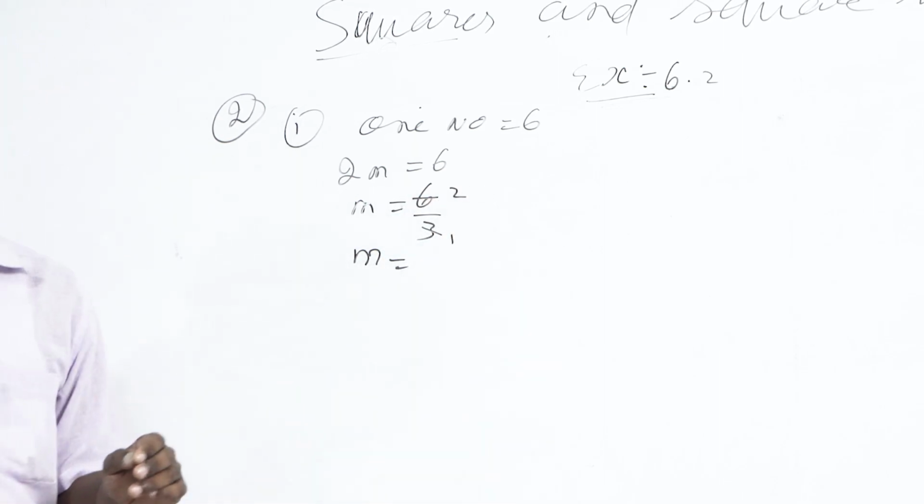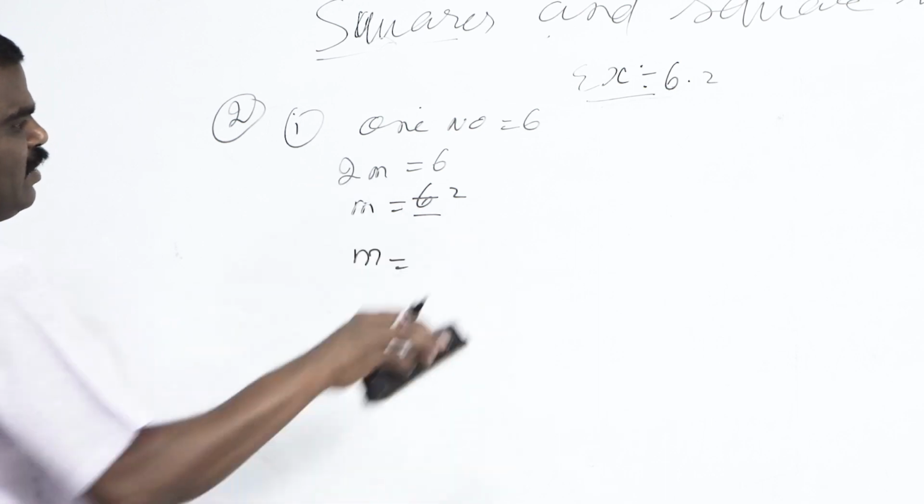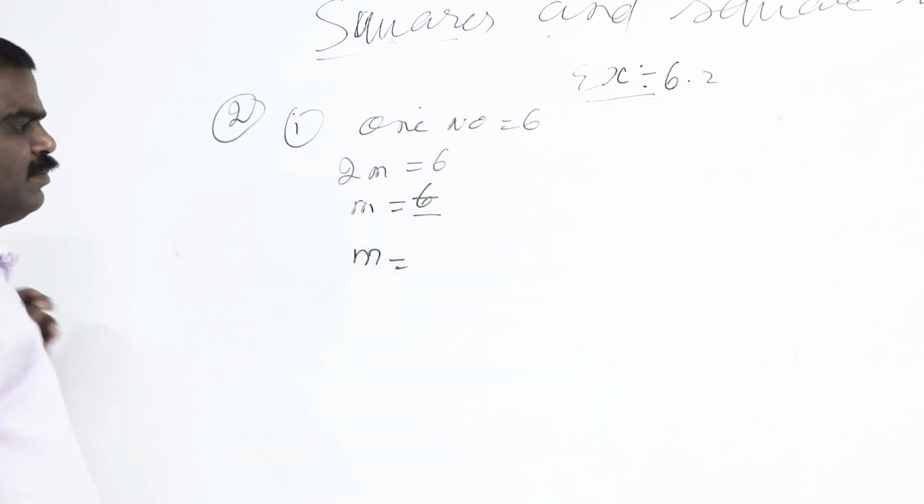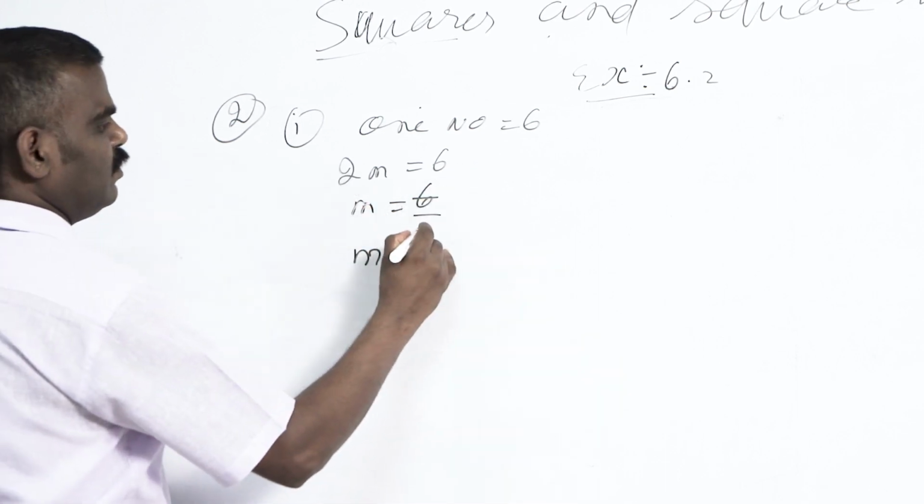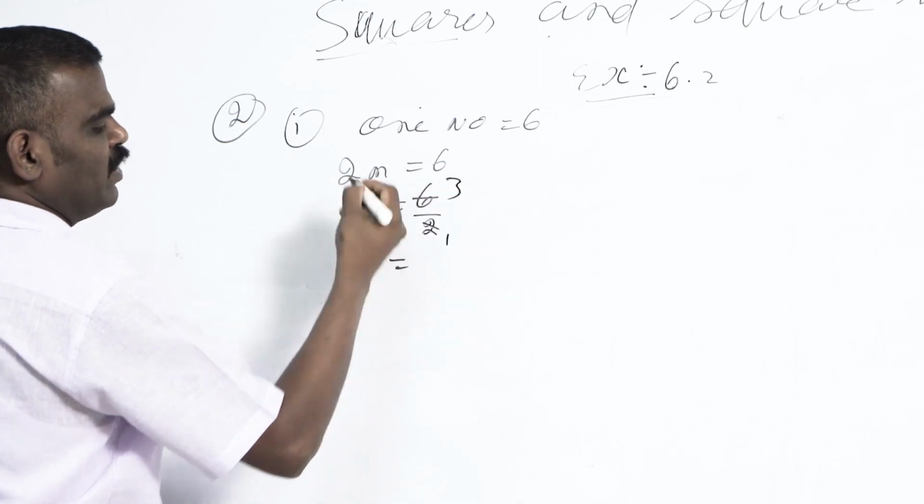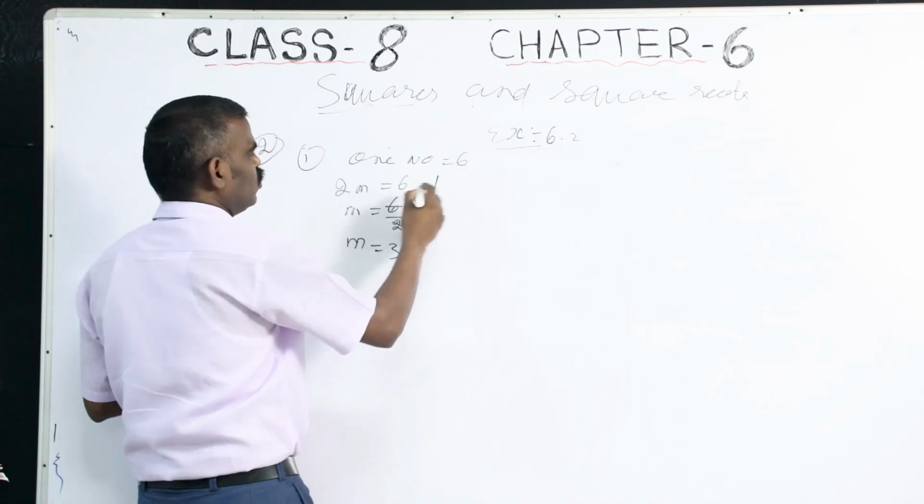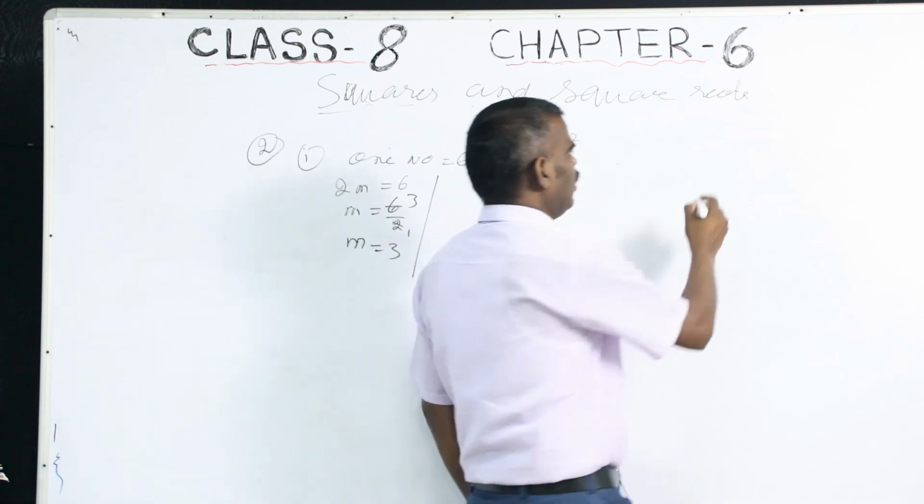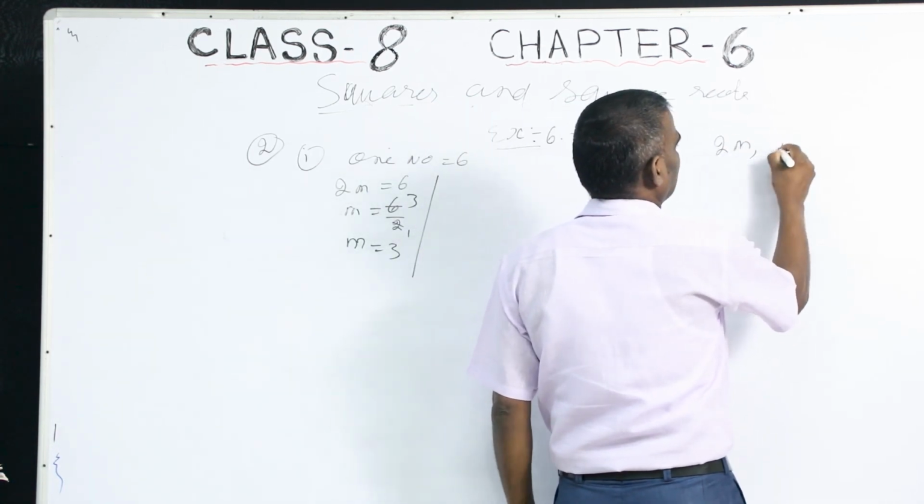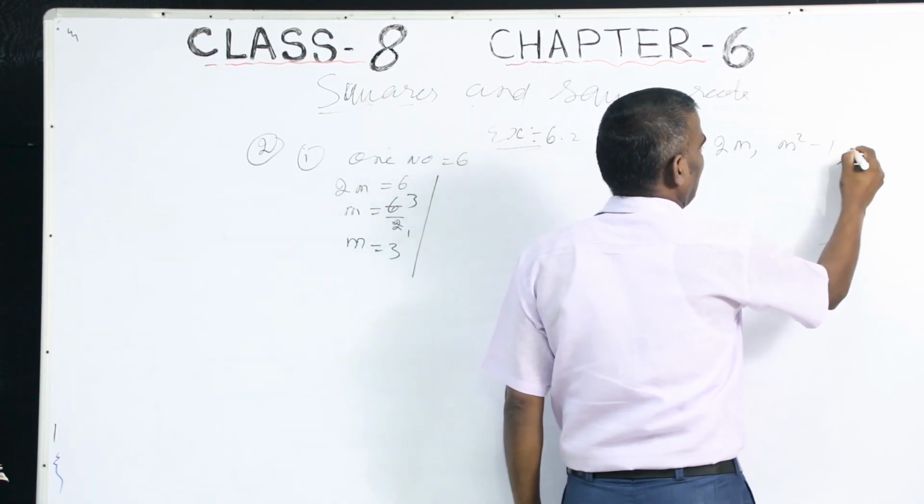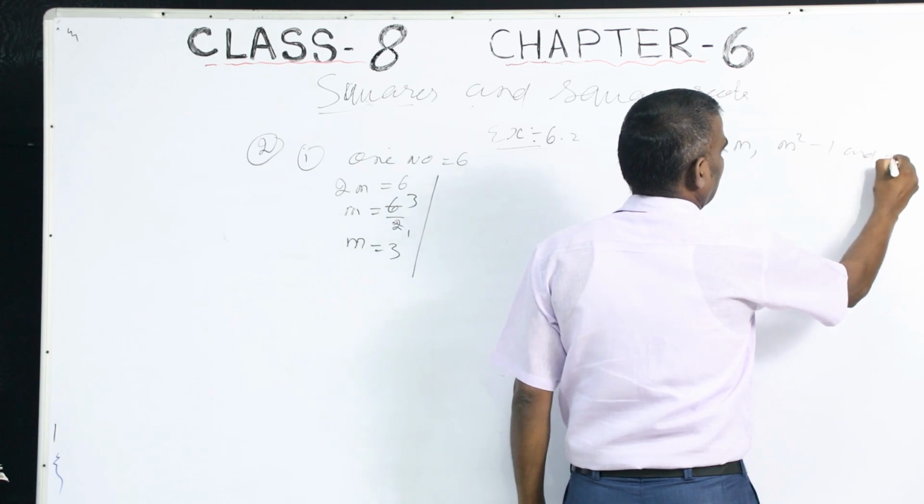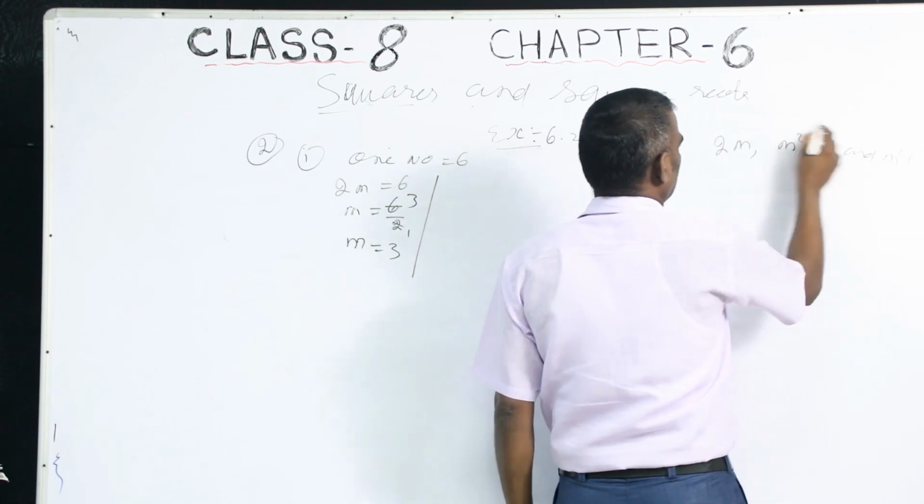Sorry, what is that? 2, right? 2 is coming. 2 one time, 2 common term, 3. M is equal to 3. Next which one? What is the formula? One is 2m. Next m square minus 1 and m square plus 1. Yes or no?